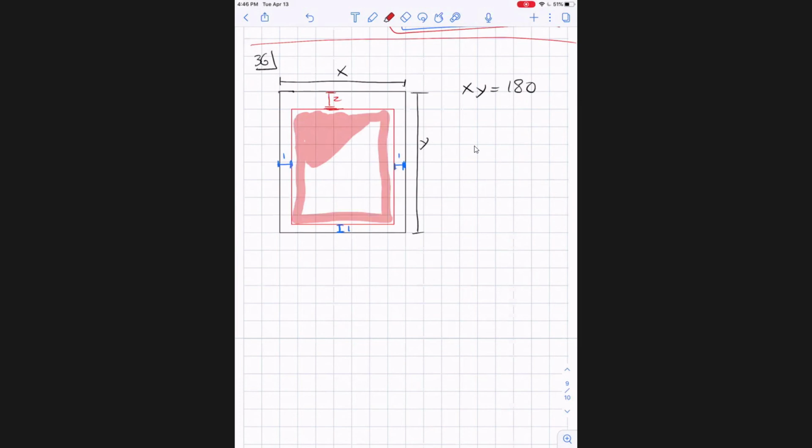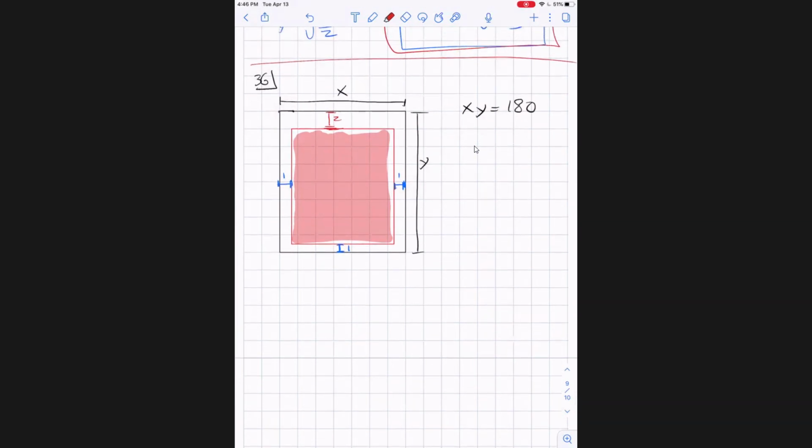Might as well use my iPad. I would never be able to do this on the board, so I might as well use this. All right, there we go. There's the printed area. You want to maximize that amount on this 180-square-inch poster. So the goal is to maximize this area.